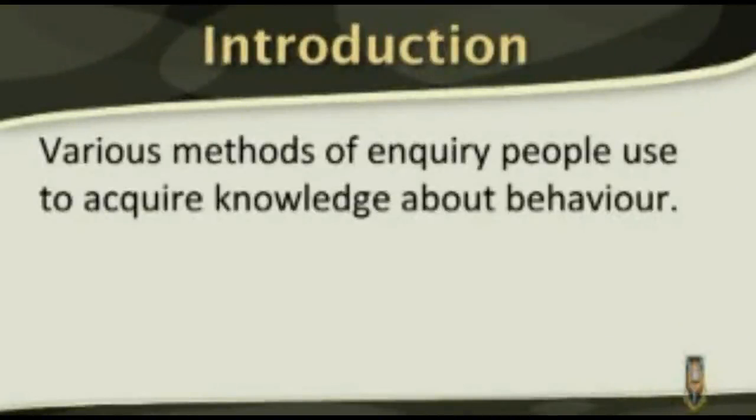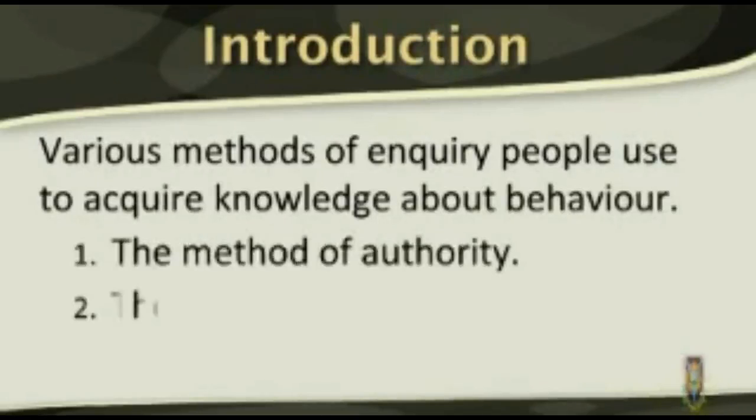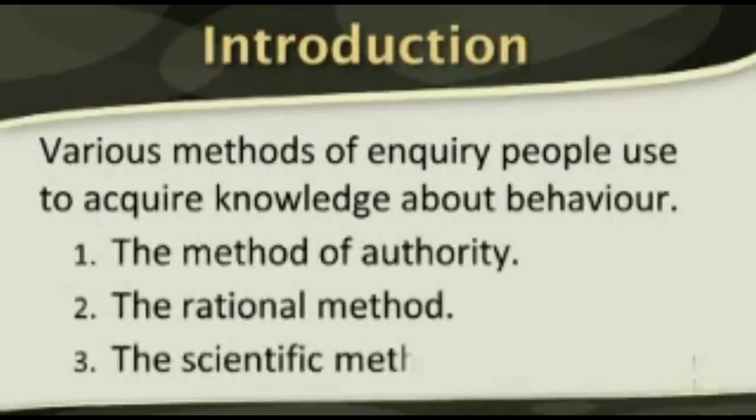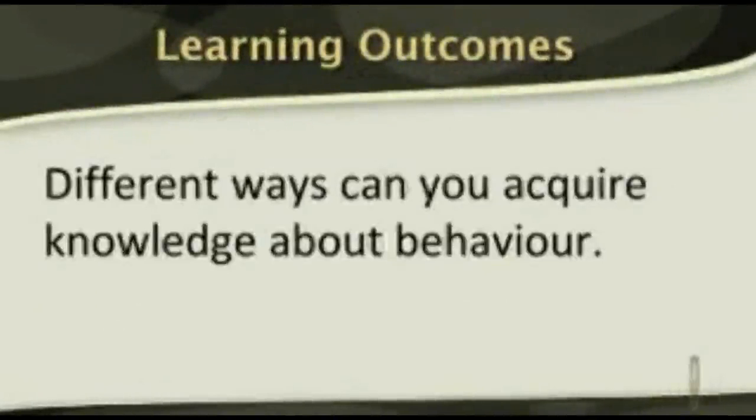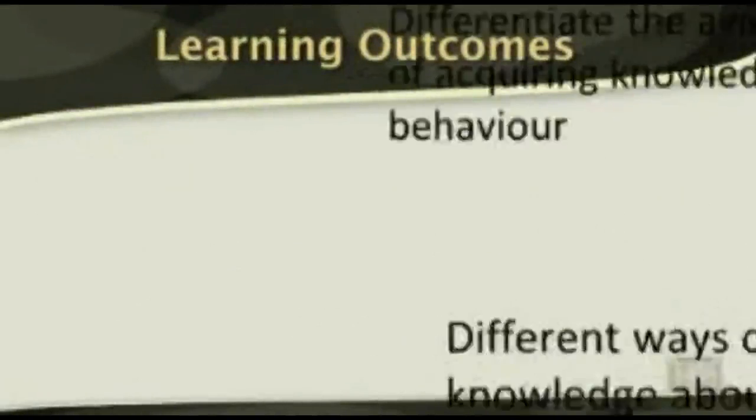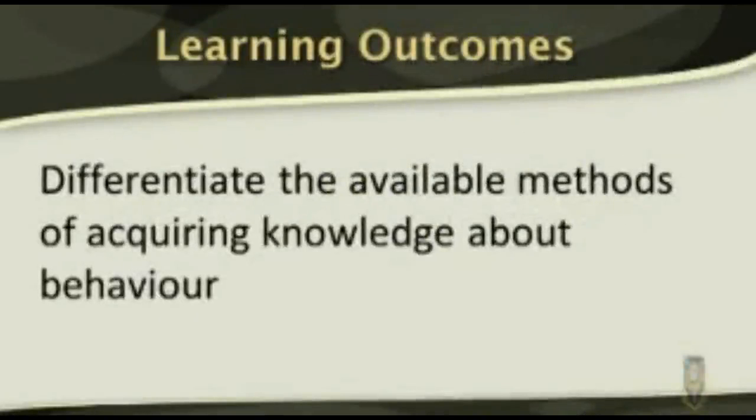about behavior. The methods explained in this study session include the method of authority, the rational method, and the scientific method. At the end of this study session, you should be able to: 1. Point out ways to acquire knowledge about behavior. 2. Differentiate the available methods of acquiring knowledge about behavior.